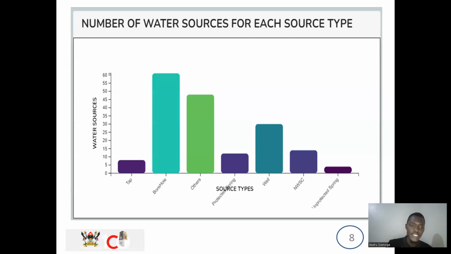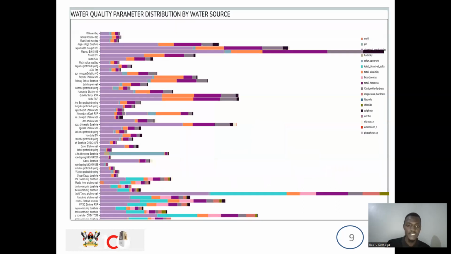So we want to know how many water sources, but this time we are looking at the type of source instead of the district. This is a water source, but is it a borehole or a tap? If it is a tap, how many taps were used to get those samples? Because you have to get samples from different taps to get a very good, accurate observation at the end of the day.